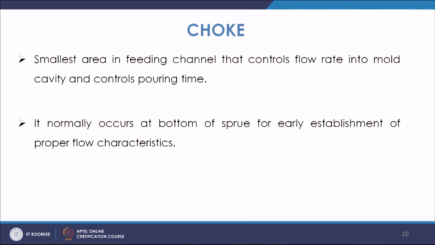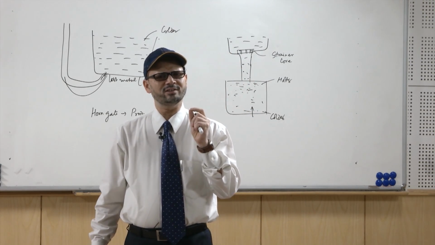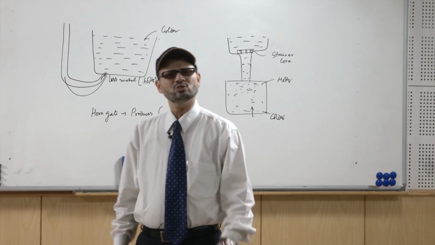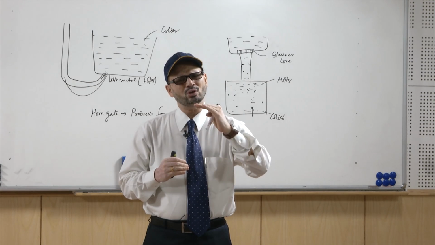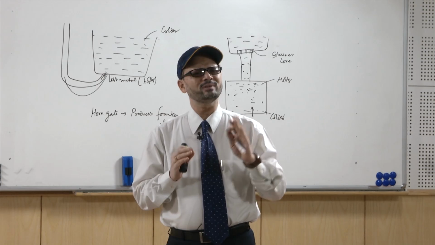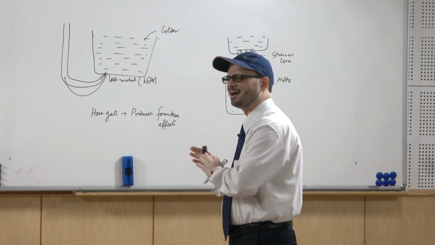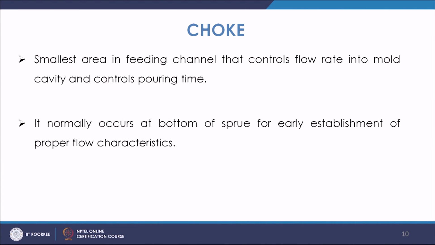What is a choke? It is the smallest area in the feeding channel that controls the flow rate into the mold cavity and controls the pouring time. In the gating system, wherever you have the smallest cross sectional area, that is known as a choke. Normally it is at the bottom of the sprue, but it is not always necessarily there. It can be somewhere in the gate also. It normally occurs at the bottom of the sprue for early establishment of proper flow characteristics.